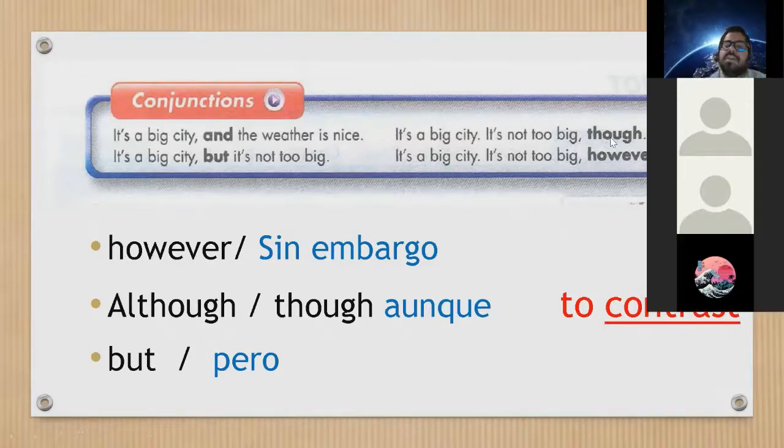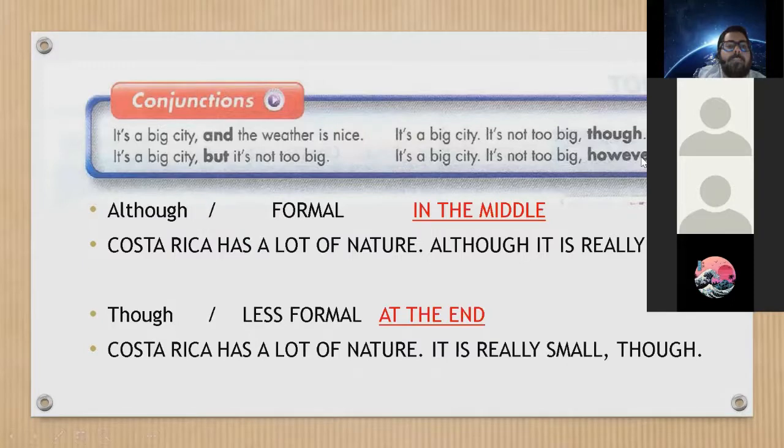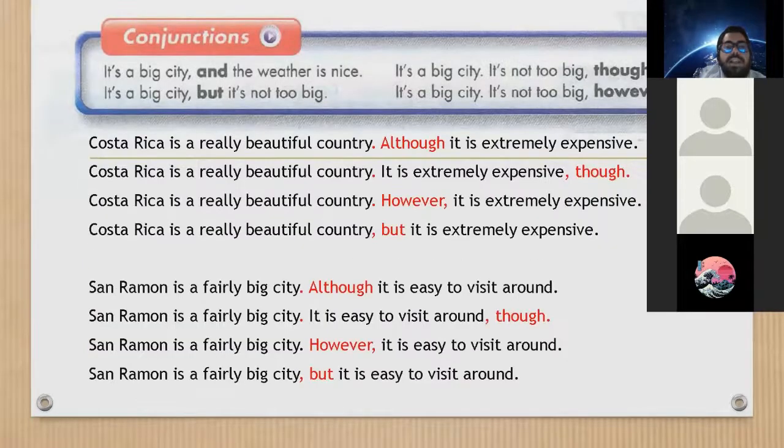Entonces yo les decía a los chicos que el though se tiene que utilizar al final, pero el however les da una opción de usarlo en el medio. ¿Para qué? Para que suene como el español o la estructura en español. Por ejemplo, en esta, Costa Rica is a really beautiful country. However, it is extremely expensive. Ok, porque el libro, si te fijas acá, lo tira al final, pero tenemos esta opción también. Porque se acerca más a lo español.